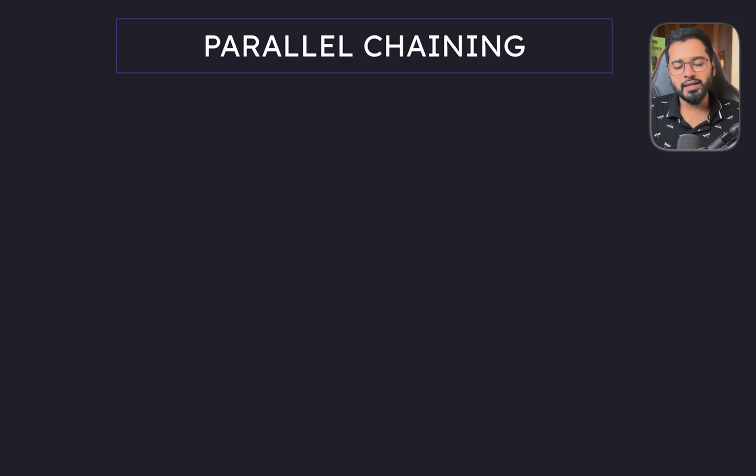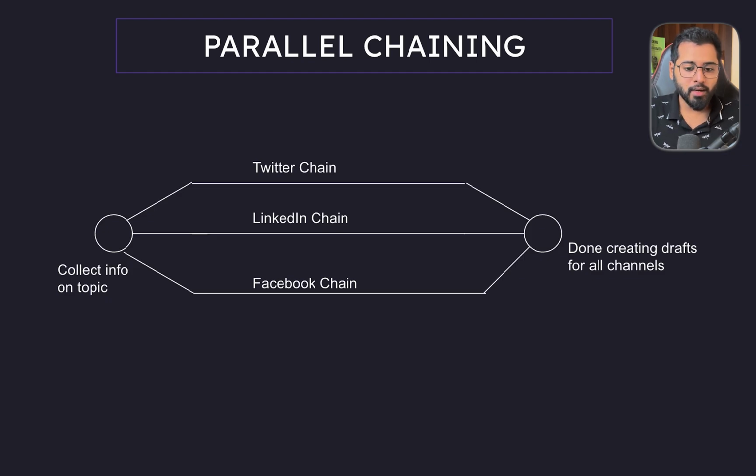I'll also give you another example so that you can see where we can apply this concept of parallel chaining. Let's say you want to write a social media post on multiple channels on the same topic. So we have Twitter, LinkedIn, Instagram, Facebook. All of these channels have different formats, so we have to write our content in a different way. We can also generate a full length YouTube script as well. So what could be the first task that we have to do? The first task is to collect all of the information on the topic. So let's say that's what we first do.